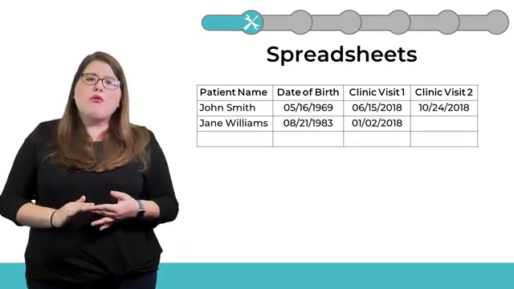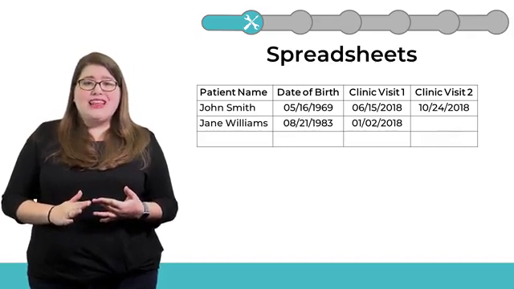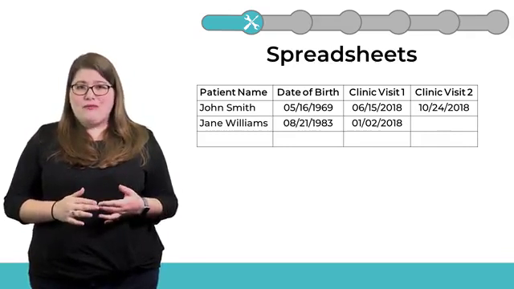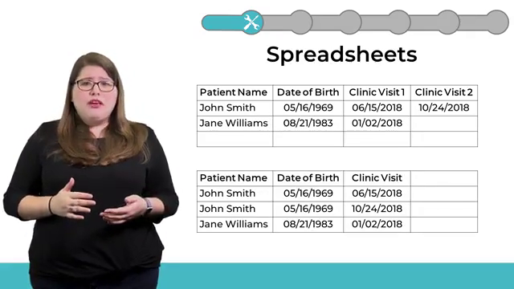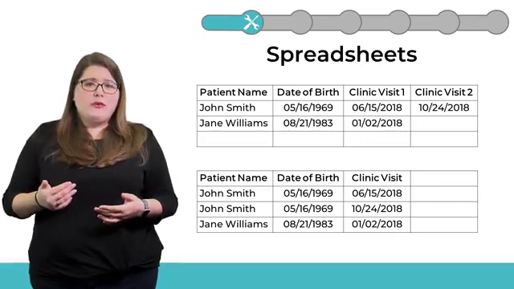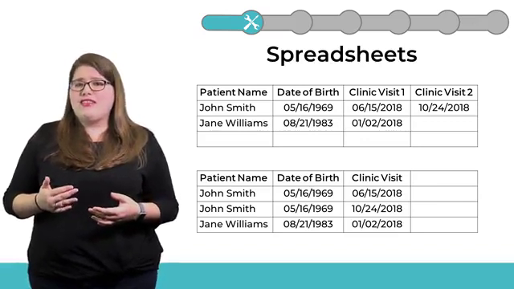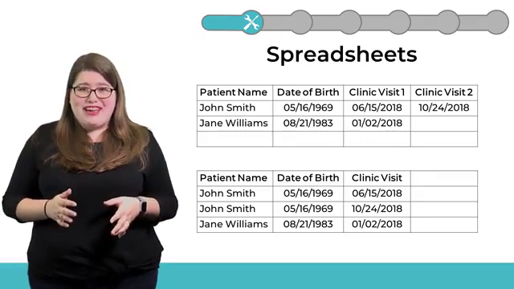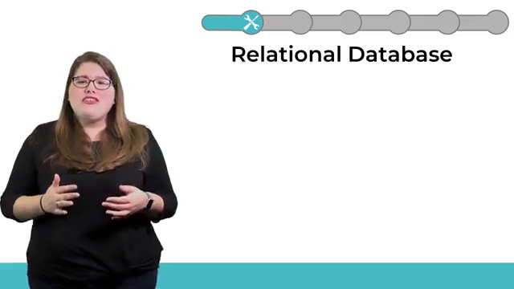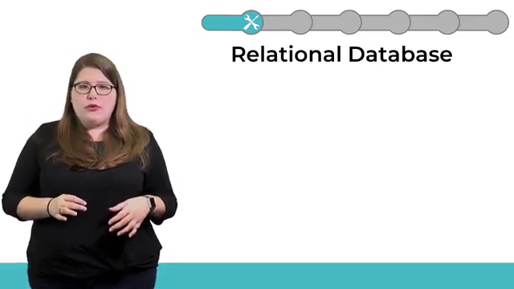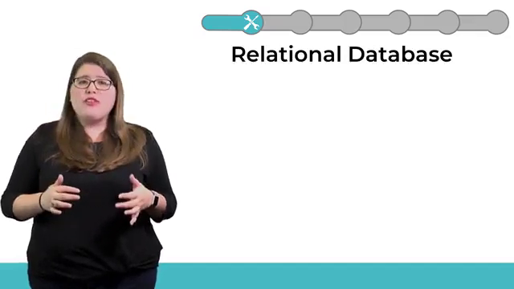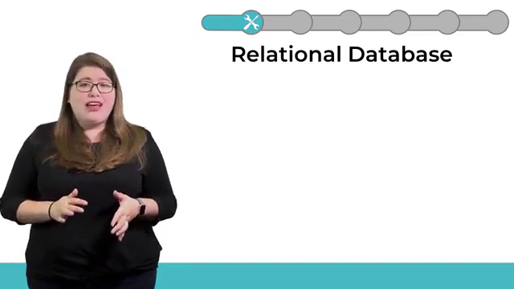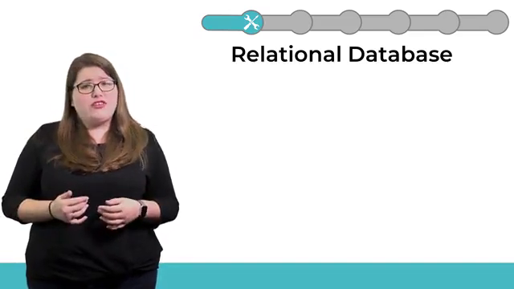One option would be to make more columns and label them Visit 1, Visit 2, and so on. Another option would be to make a new row that duplicates all the information that is the same. Or you could simply move to a relational database. Relational databases have multiple tables that in some way relate to one another. Let's take our previous example and see how that data could be represented in a relational database.